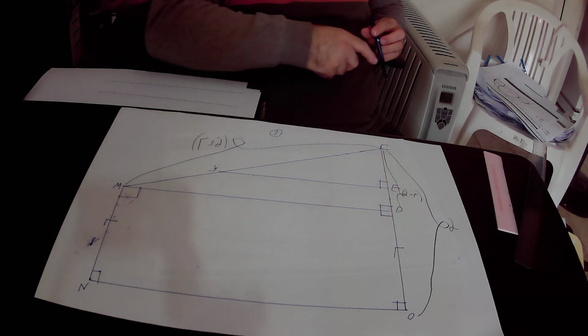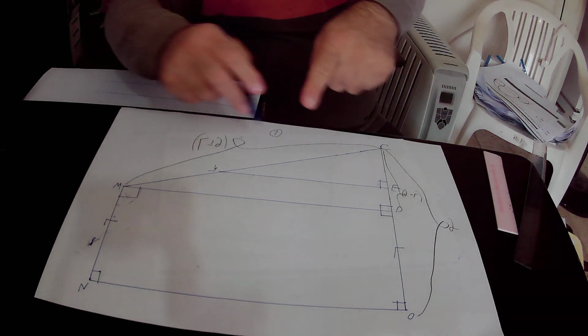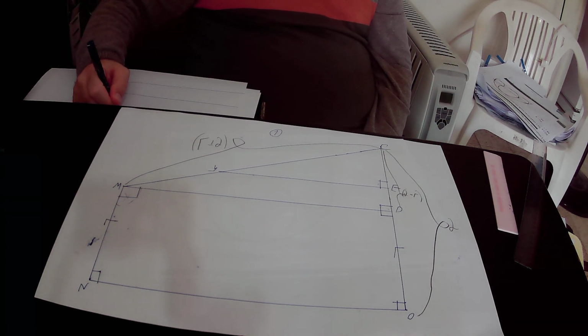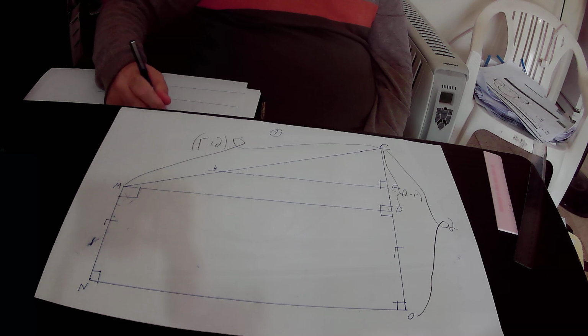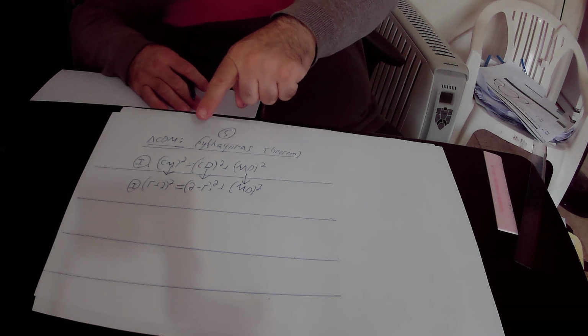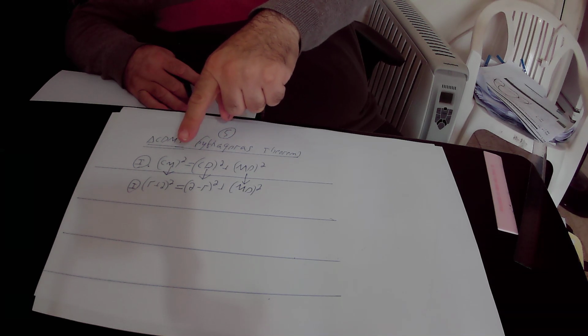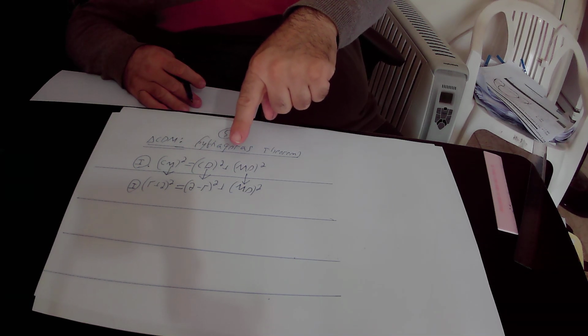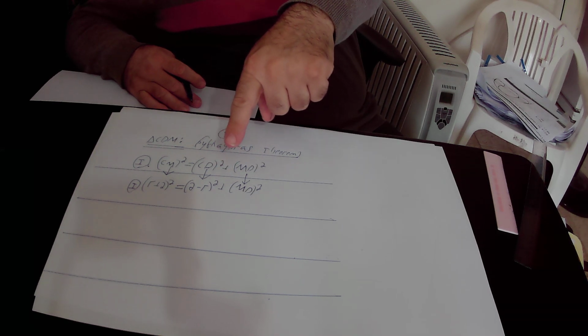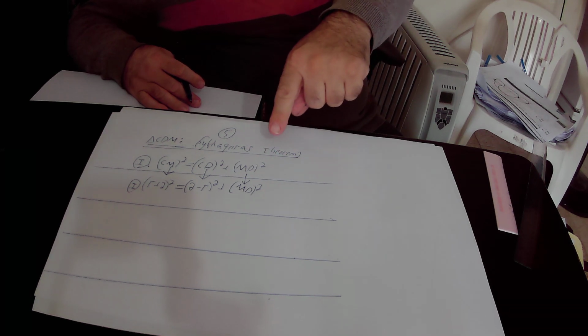Therefore, CD squared will be equal to (2 minus R) squared, plus MD squared. MD squared is MD squared. I repeat again, in the right triangle CDM, CM is R plus 2, so CM squared is (R plus 2) squared, which equals CD squared. CD equals 2 minus R, so CD squared will be equal to (2 minus R) squared plus MD squared.